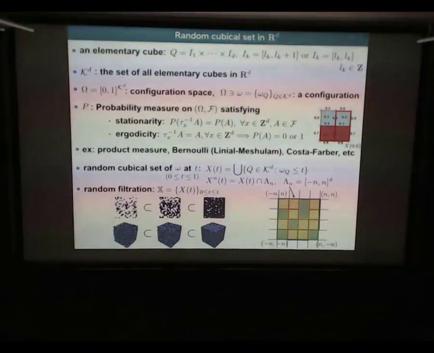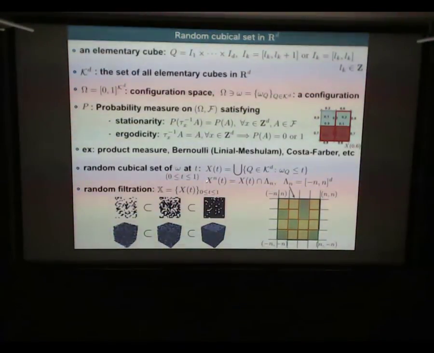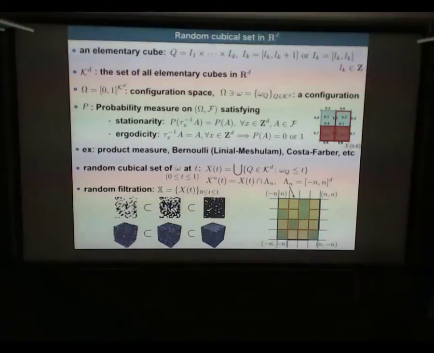And finally, I will also consider the filtration. Since our cubical set is defined by the sublevel set with respect to t, by changing the parameter t from 0 to 1, we can easily get a filtration. And the randomness of the configuration will induce randomness in the filtration. As you may guess, the reason to consider random filtration is that I will explain some results connecting to persistent homology. Okay, so these are the notations used in the first part.